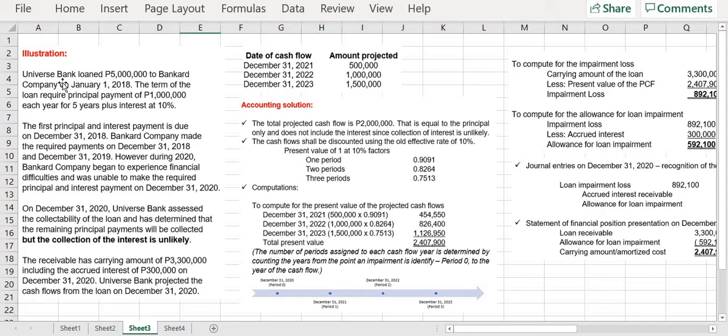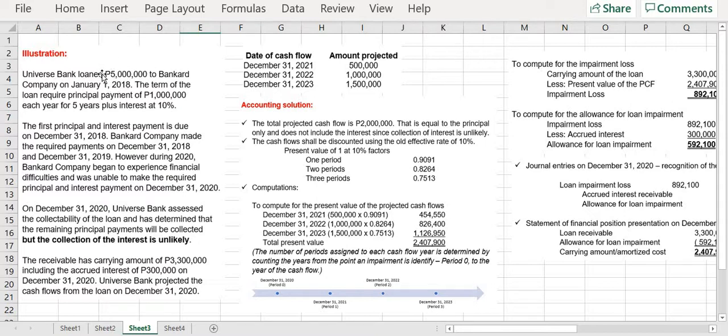Universe Bank loaned 5 million pesos to Bank Card Company on January 1, 2018. The term of the loan required principal payment of 1 million pesos each year for 5 years plus interest at 10%. So the loan took place on January 1, 2018.